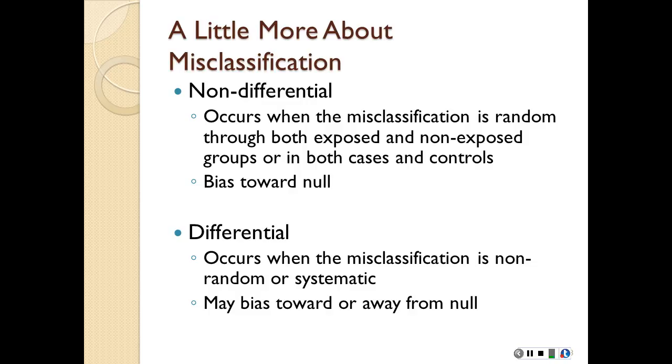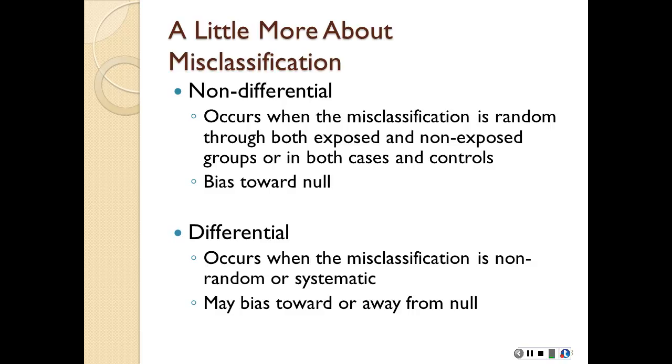It'll bias your results so that your effect size looks smaller. But besides that, it's not gonna make you come up with the complete wrong answer. It's not a systematic bias. Differential misclassification occurs when the misclassification is not random. So the rate of misclassification is either higher in the controls or higher in the cases. Higher in the exposed or higher in the unexposed.